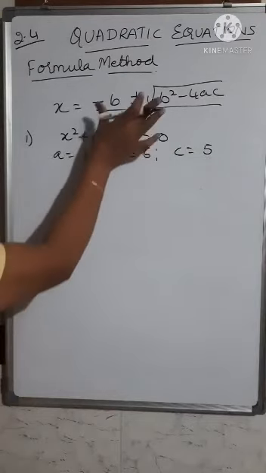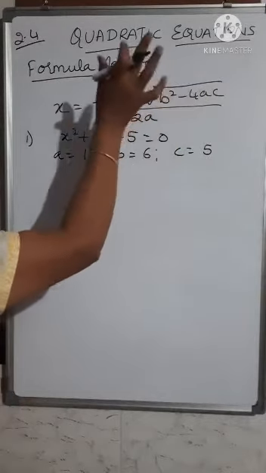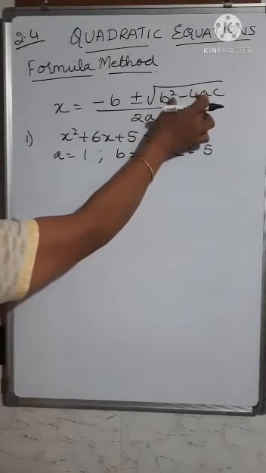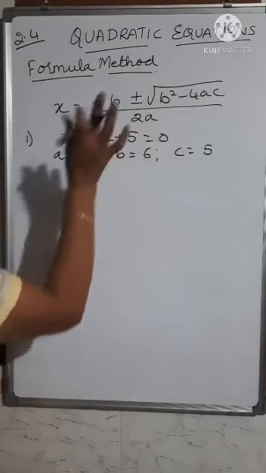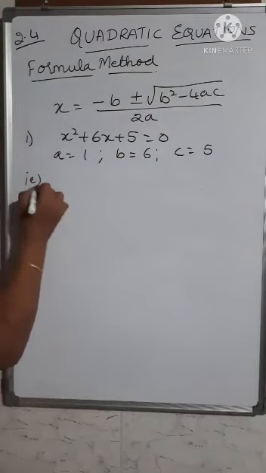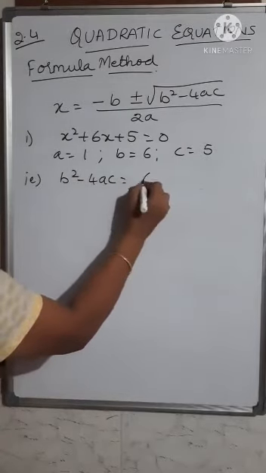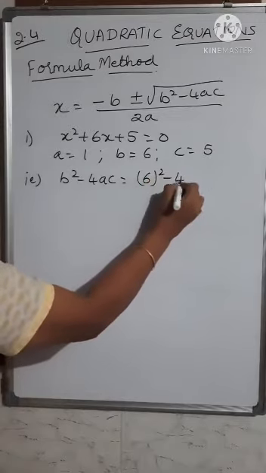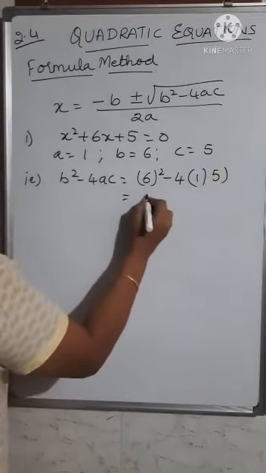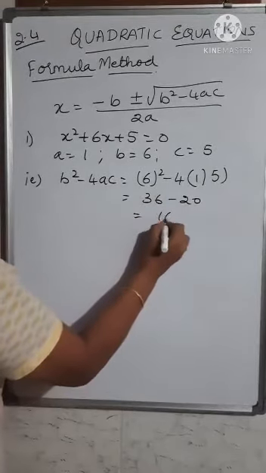When using the formula method, either you can write the full formula, substitute the values and simplify, or you can first find the value of b square minus 4ac and then substitute it. Here we will first find b square minus 4ac. b is 6 square minus 4, a is 1, and c is 5. So 6 square is 36 minus 20, so we get 16.